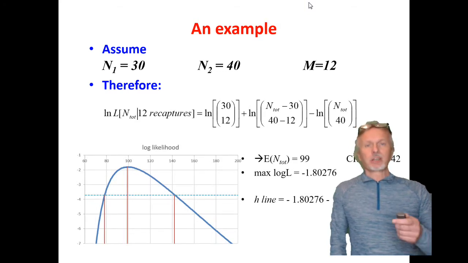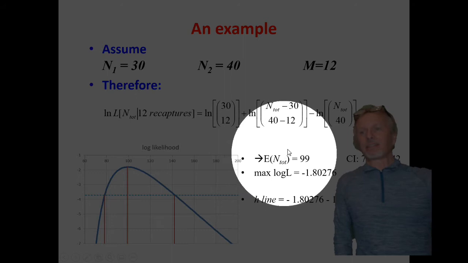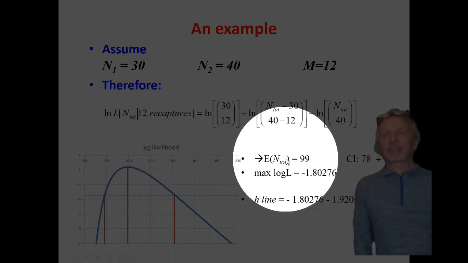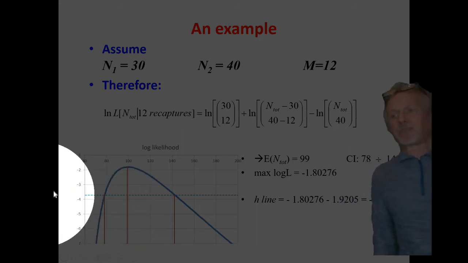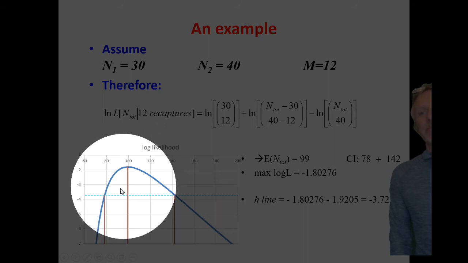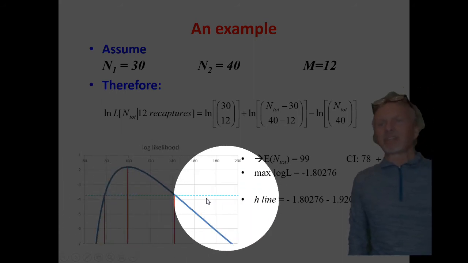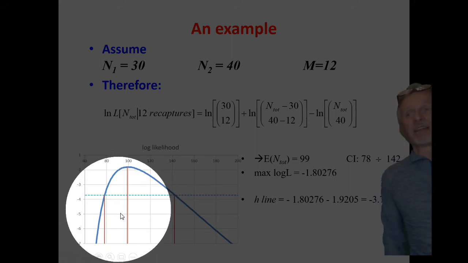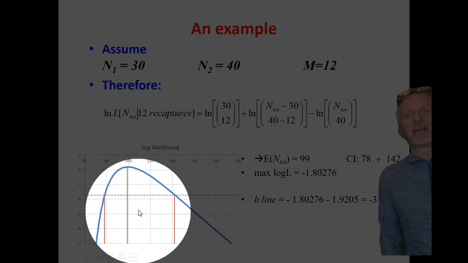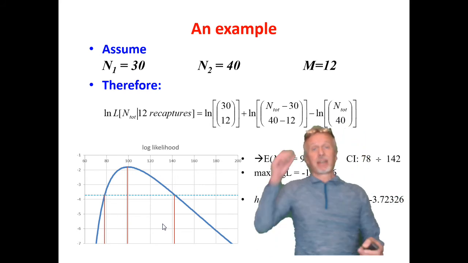So here we can compute the likelihood, and we can find that the expected number of individuals is 99, and by identifying the intersections between the likelihood function and the maximum likelihood minus 1.92, we identified this interval of points that is between 78 and 142, that is the confidence interval for this estimation. And so you can see the method is pretty robust, although the confidence interval is pretty wide, and there are other more sophisticated ways to approach this problem.